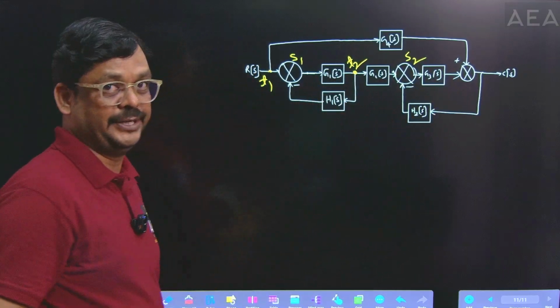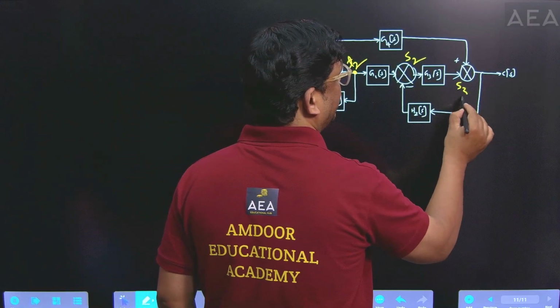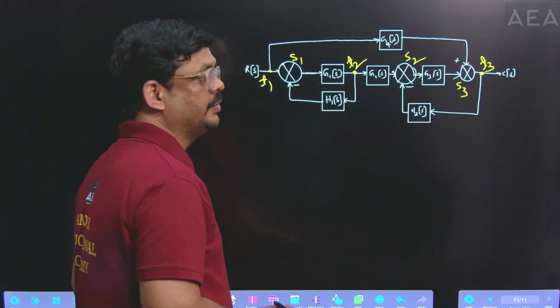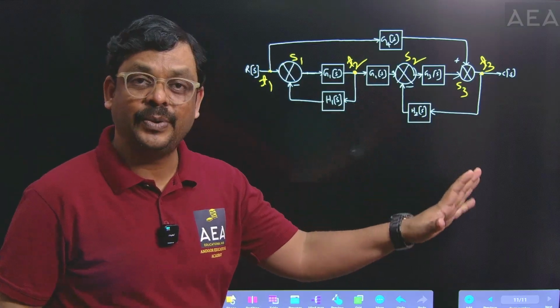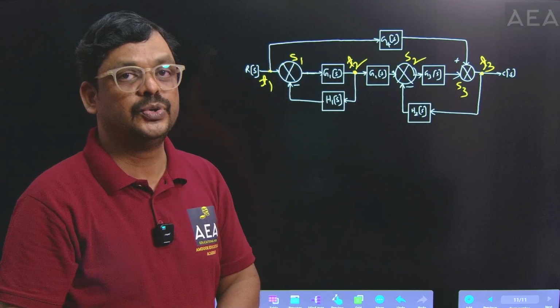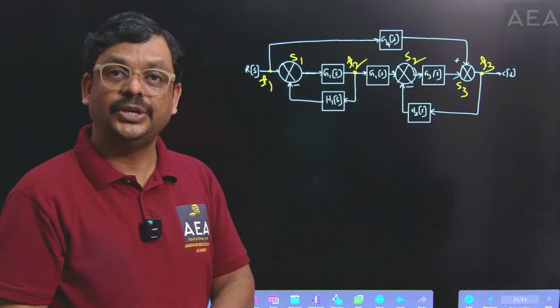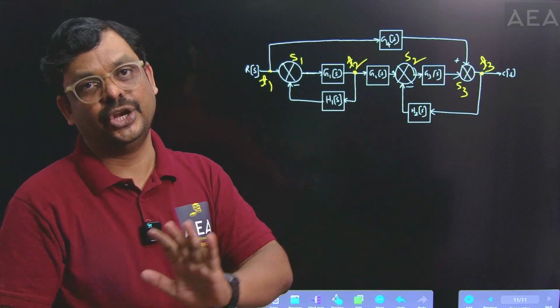Give the names for that, and the later summing point defined here is S3, and here one more takeoff point, this one is T3. So from the given block diagram, identify the takeoff points and summing points and give the names for those summing and takeoff points. And later we have to assume all summing points and takeoff points are nodes.